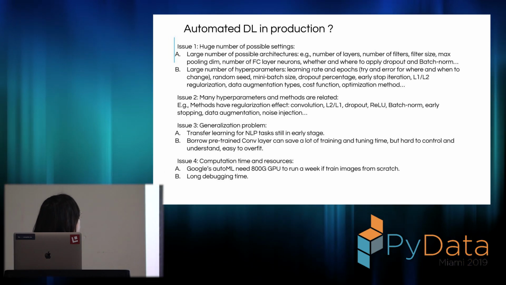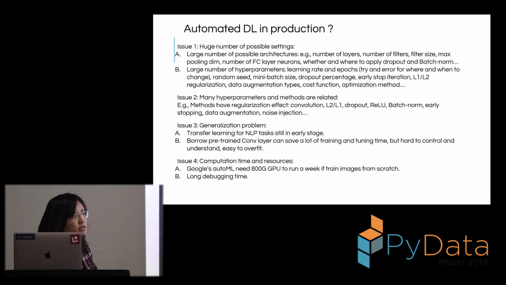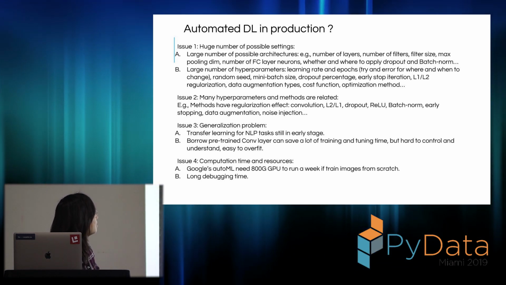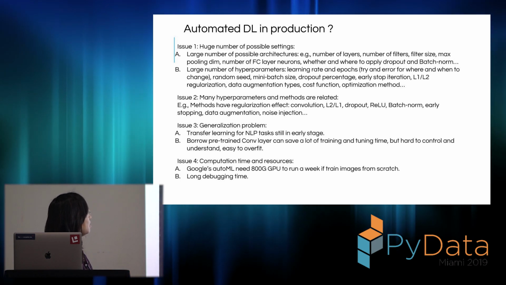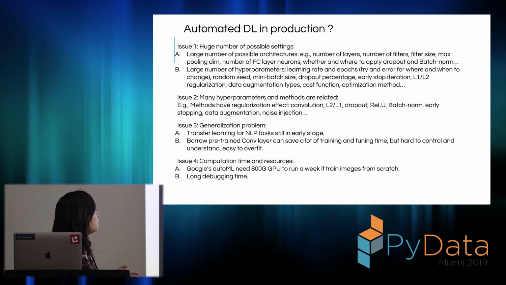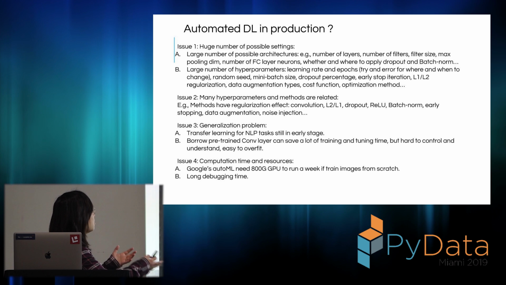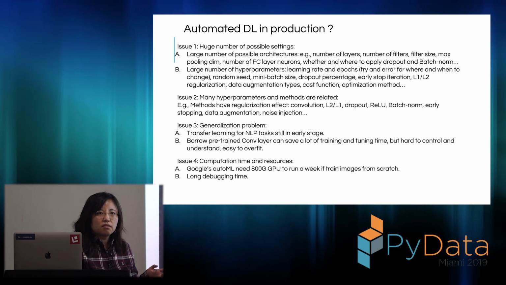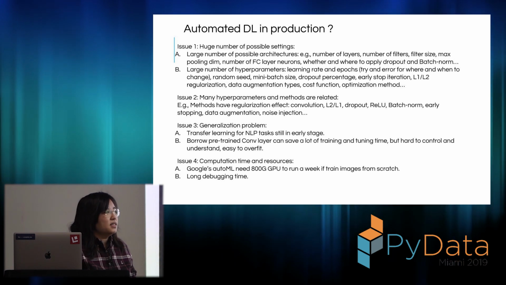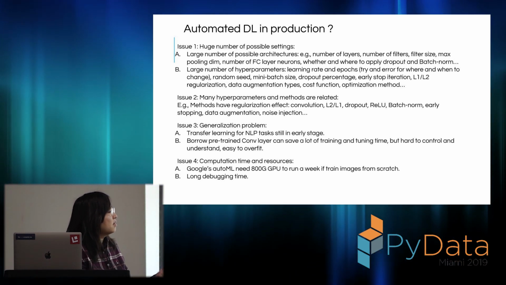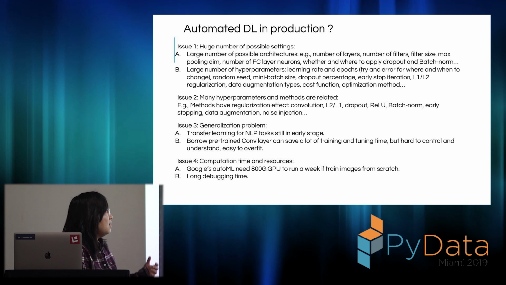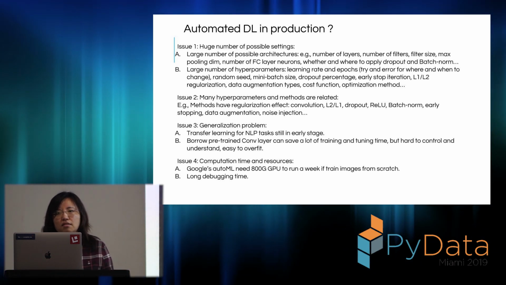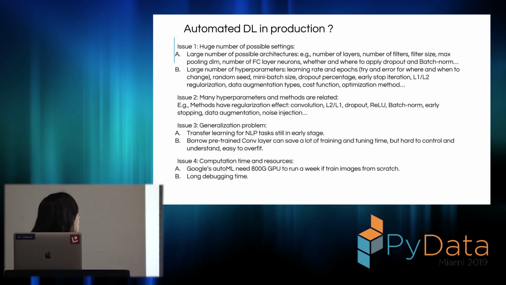Another issue is that many hyperparameters and methods are actually related. For example, many methods have a regularization effect, including convolution, L1, L2, dropout, residual loop, batch norm, or early stopping. All these can do regularization. So I don't know, if I already apply dropout or L1, L2 norms, whether I still need early stopping or not. So the only thing to do is to experiment and try.